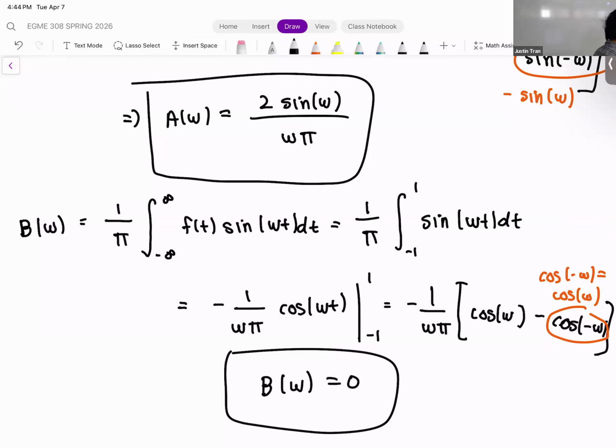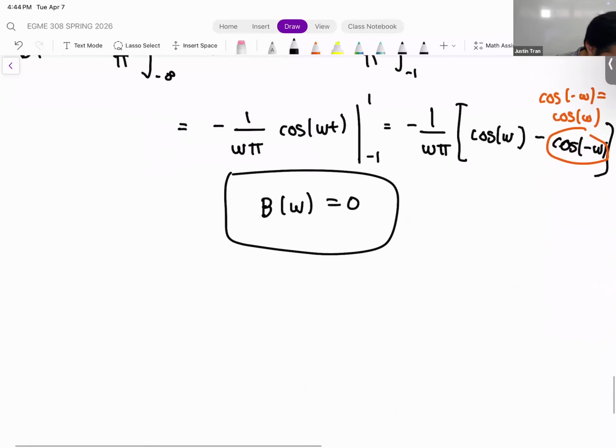Okay. So now that we have our expressions for a of omega and b of omega, we can plug them into our Fourier integral, right? Remember, the important thing is, don't stop here. It's just like the Fourier series: the problem is not complete just by computing the coefficients. You do have to go back and plug it into the series, or into the integral in this case. Okay.